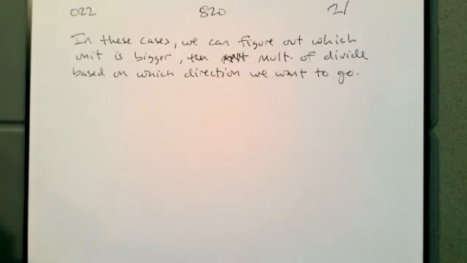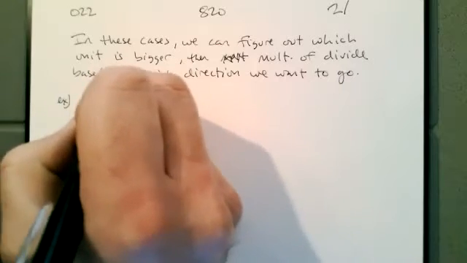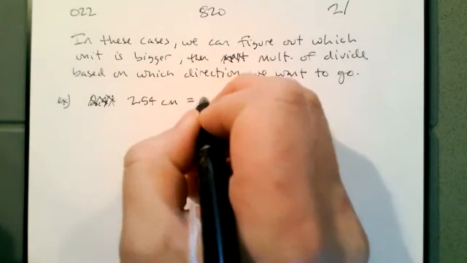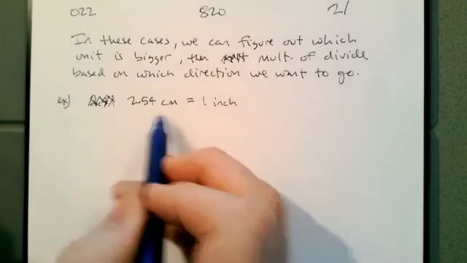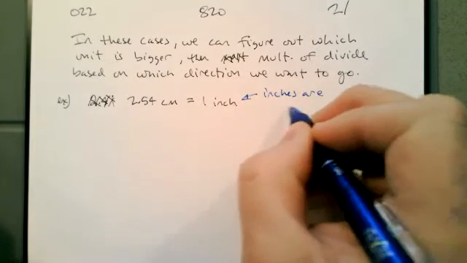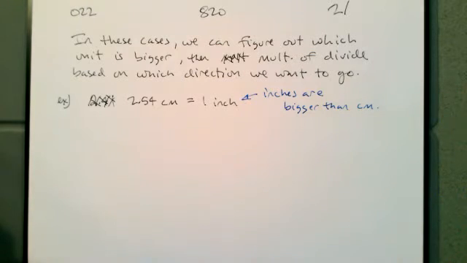So what I mean by that is we know that 2.54 centimeters is equal to 1 inch. So what that means is that inches are the bigger one. There's all these centimeters in 1 inch, so inches are bigger than centimeters. So if we want to convert 60 centimeters, we know we want to make that number bigger.